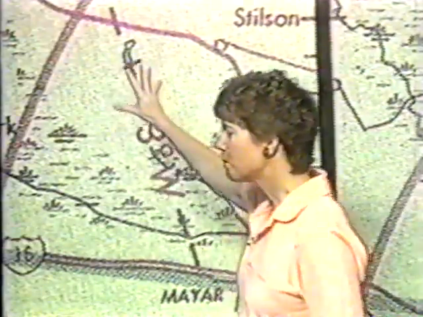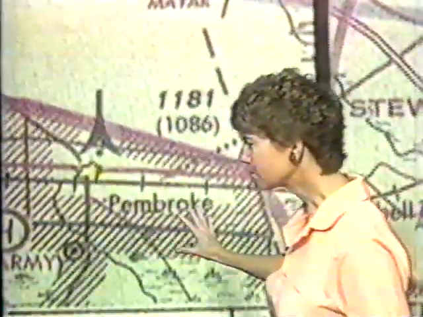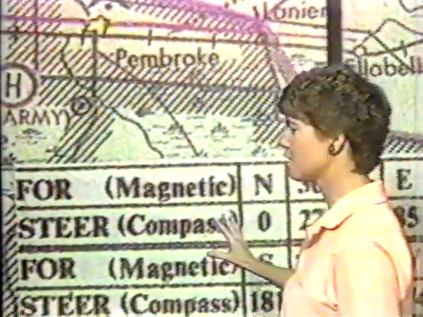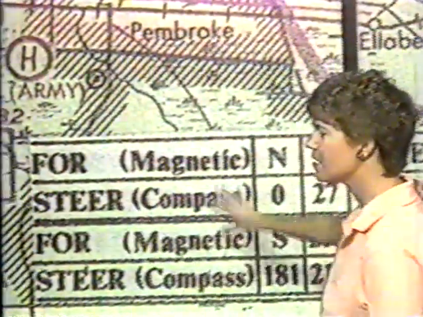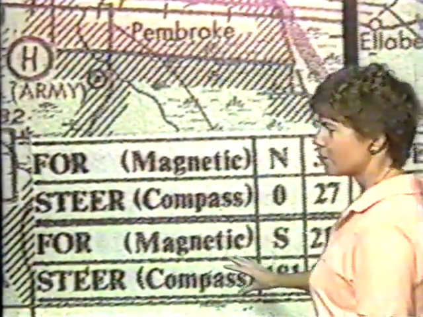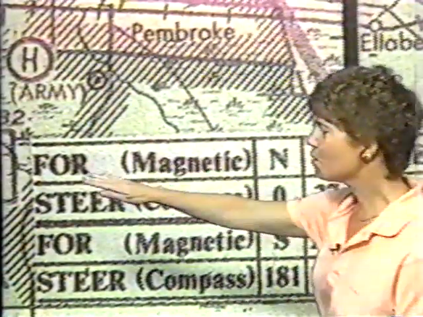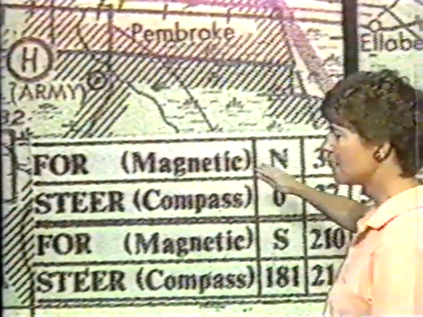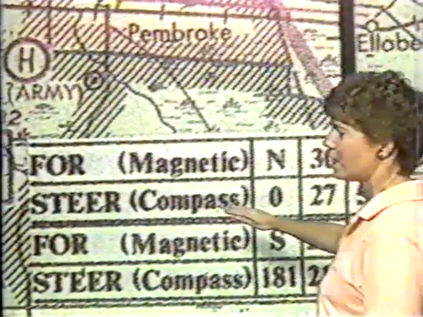But we're not done yet, because what we need to know is our compass heading, and for that we need to know how much deviation we've got on this general heading that we're flying. Look at the bottom of this chart, and you'll find the compass deviation card, the compass correction card, and it tells you if you want to fly a particular magnetic heading, this is the compass heading you have to fly.